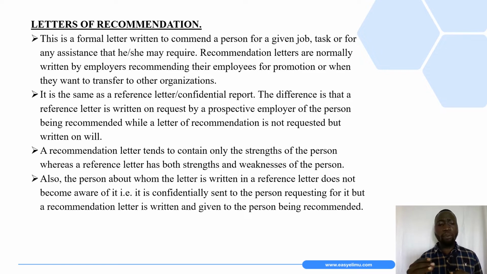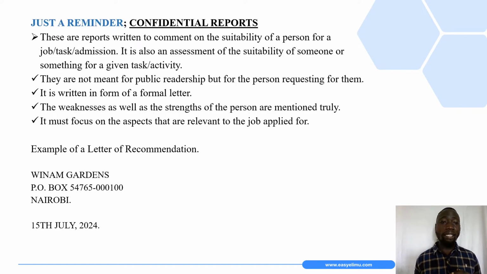Up to this point, dear students, I believe that you can now easily differentiate the two letters, that is letters of recommendation and confidential letters or confidential reports. Just to help you understand the differences better, I decided to also give you a summary of confidential reports before we move to a sample of a letter of recommendation.